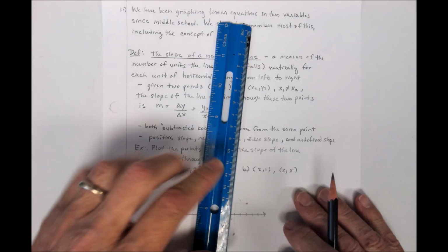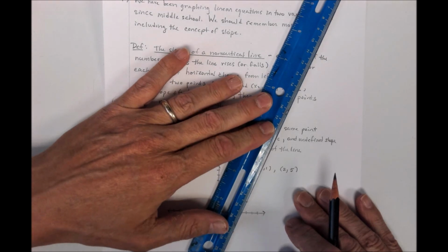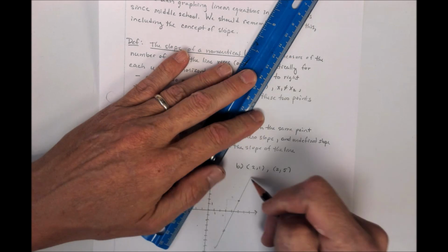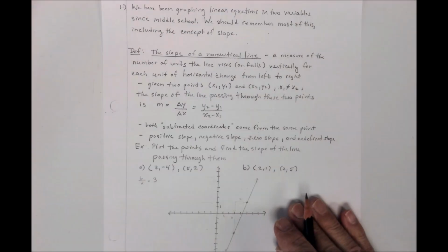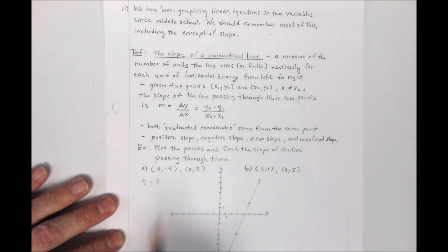And then I can draw my line that goes through those 2 points. And there's the first part. That's for part A.